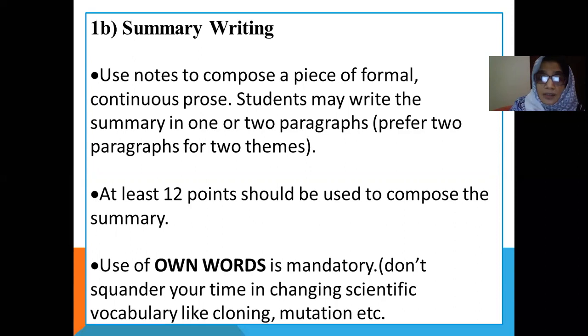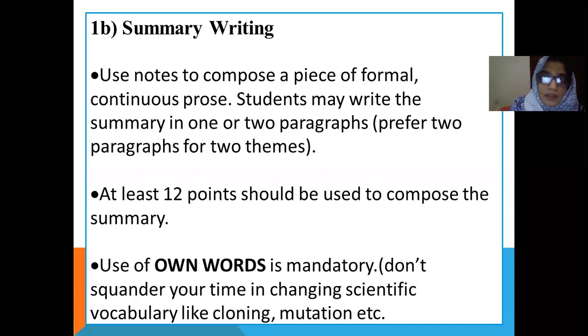Another thing is whether they include the extra points or not. The students need to know that extra points do not need to be included. They can pick up any 12 content points to write them in their own words. But at the same time, they have to keep a check on the word count.